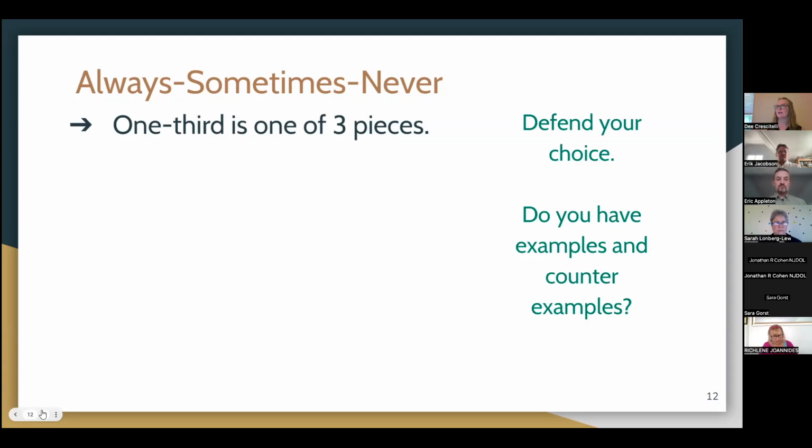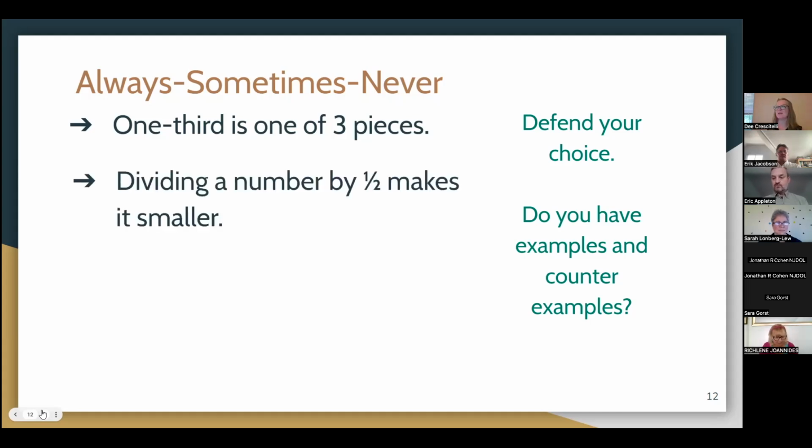Let's look at another one. Quick reminder: I'm going to ask you to defend your choice. You guys have done a great job of that so far. And then we're going to look for examples and counterexamples. That was a reminder, but you guys are already doing it, so you didn't even need me to give you those parameters. So the next statement: dividing a number by 1/2 makes it smaller.